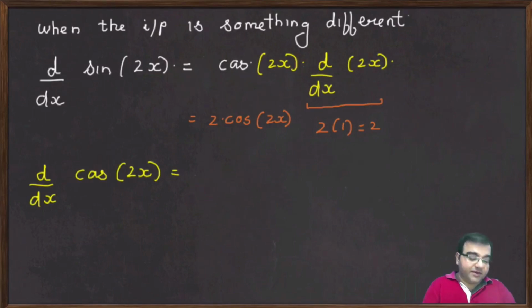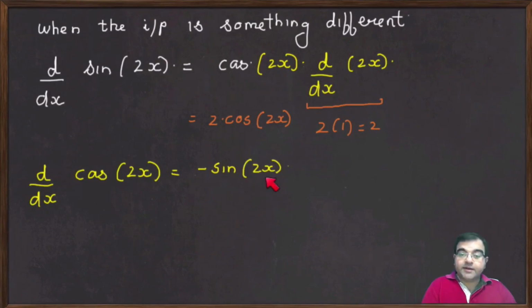Now understand the next derivative. Here also if you see I have written derivative of cos of input. But the input of cos and the input of derivative is different. So the input of cos is 2x and the input of derivative is x. So whenever your input of cos and your input of derivative is different, the first step remains the same. You know derivative of cos of input is minus sine of input. My input here is 2x. So I will write minus sine of input which is 2x.